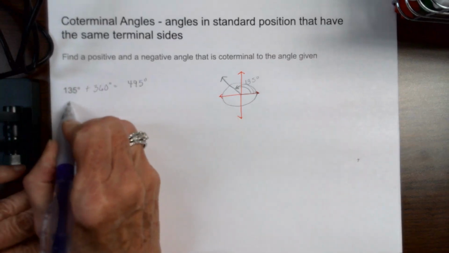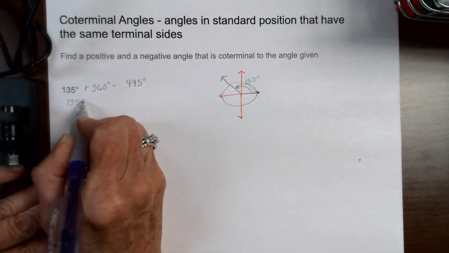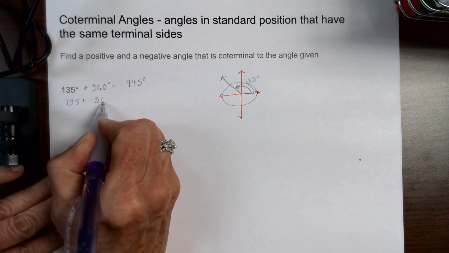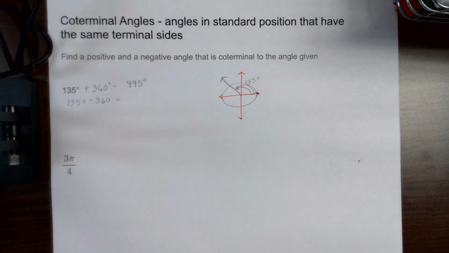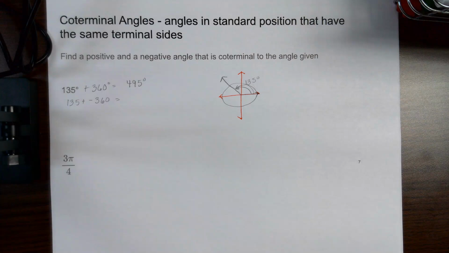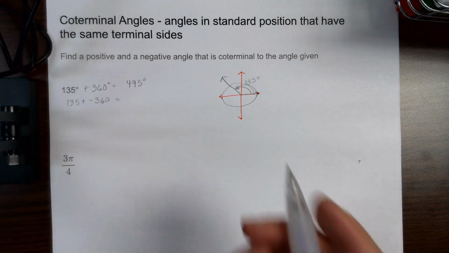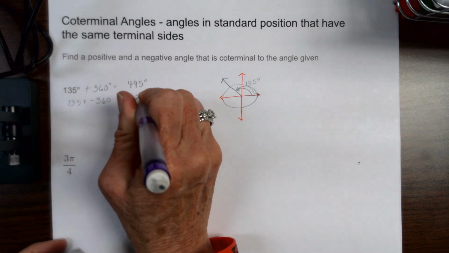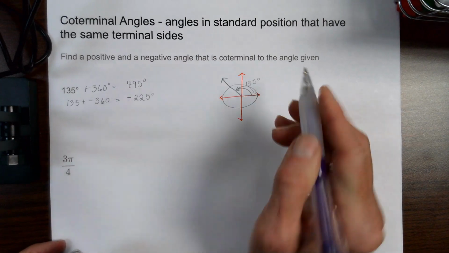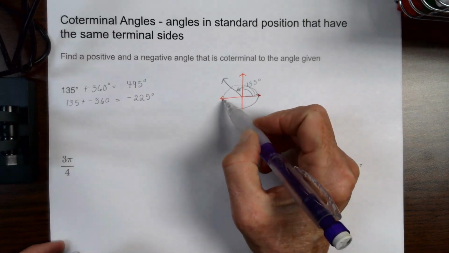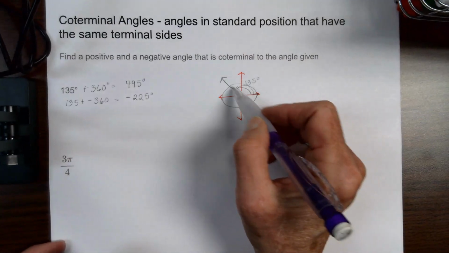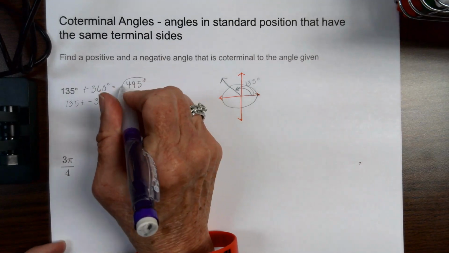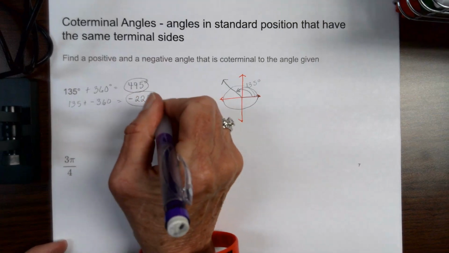If I want a negative one, all I have to do is add negative 360 to it. So 135 plus a negative 360 is going to give me a negative 225. So that would actually be coming this way around the circle. And that's going to give me the same terminal side. So this is one positive, this is one negative.